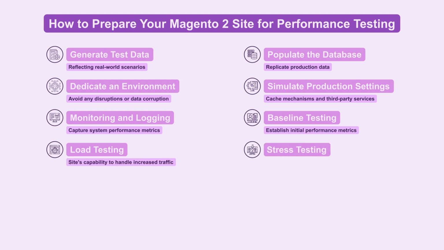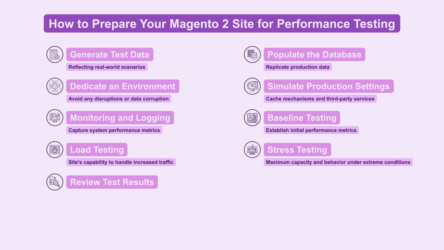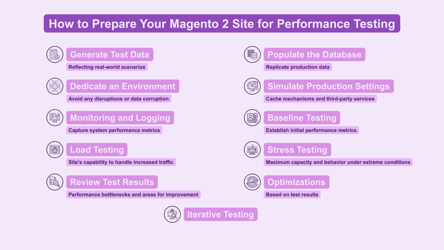Conduct stress testing to determine the system's maximum capacity and behavior under extreme conditions. Analyze test results from JMeter and monitoring tools to identify performance bottlenecks and areas for improvement. Apply performance optimizations based on test results. Iterate testing procedures after implementing optimizations to measure their effectiveness and ensure continual performance improvement.